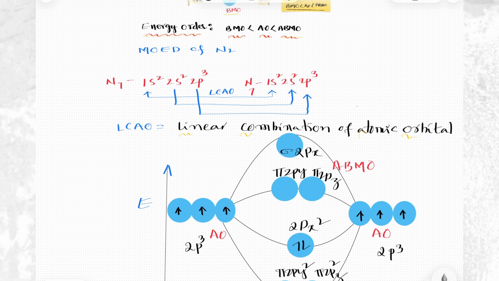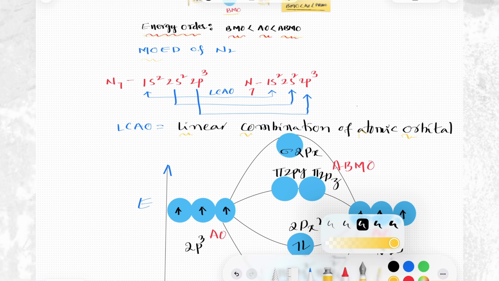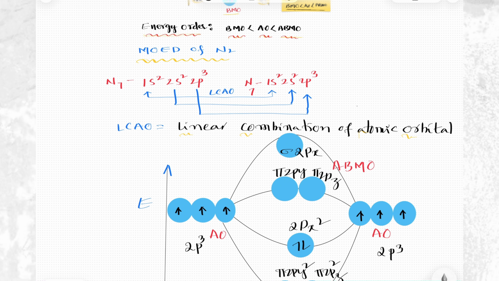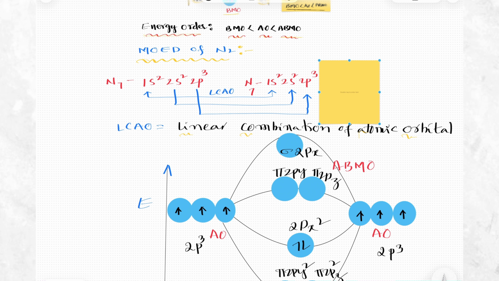See, all of you. I am taking the MOED of nitrogen. You can see I am selecting the MOED of nitrogen. So how is the nitrogen molecule formed? I will explain clearly the information about the nitrogen molecule first. All of you see this.